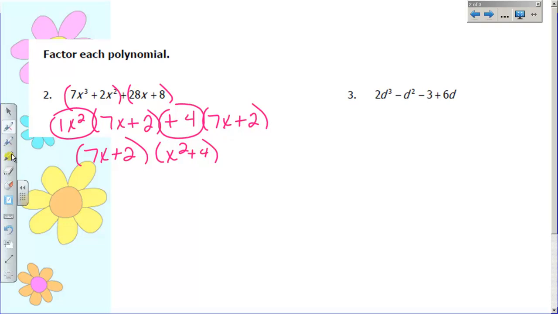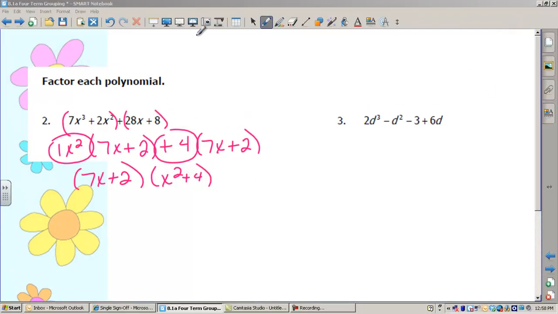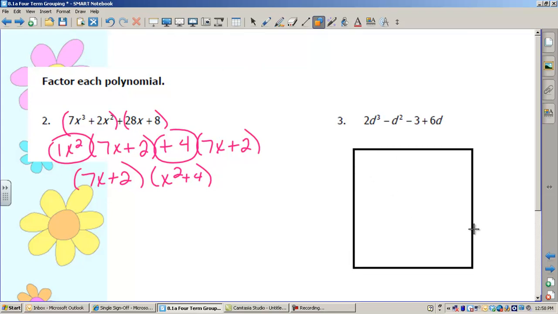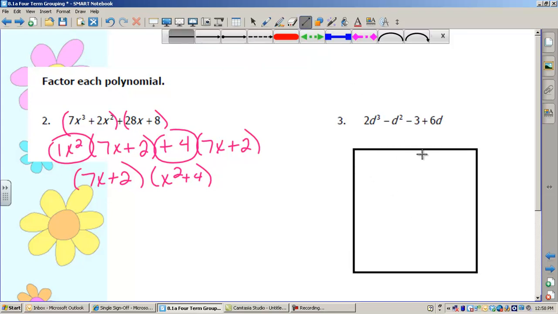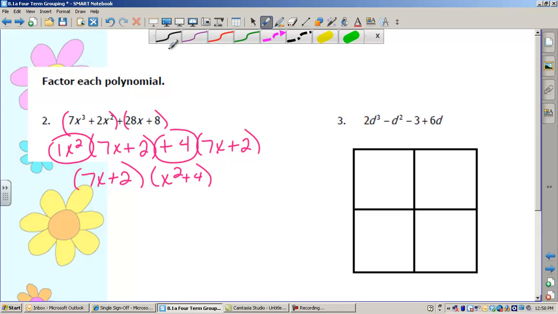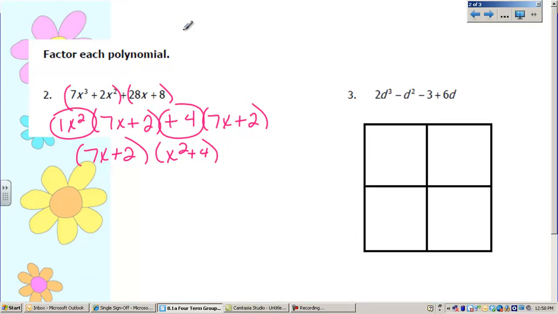So let's do the next one. We're going to do this one using the box method. And so the first thing we're going to do is draw a box, and separate it into 4 equal parts because I have 4 terms. And then we're going to fill in the box with our terms.